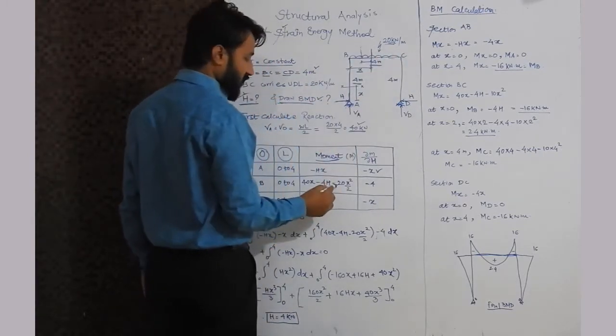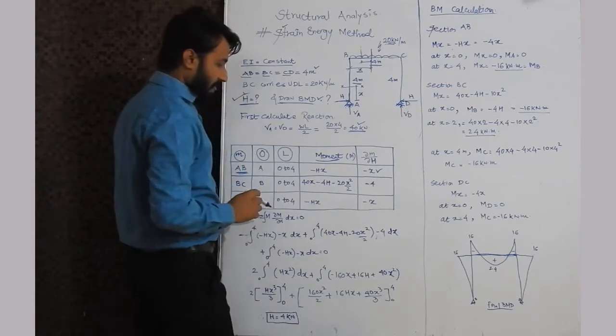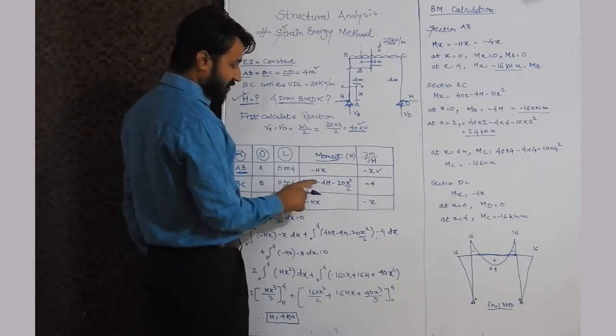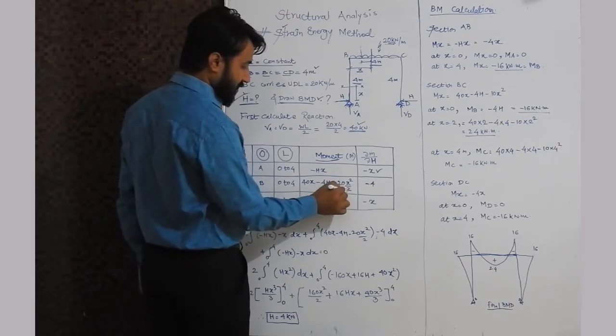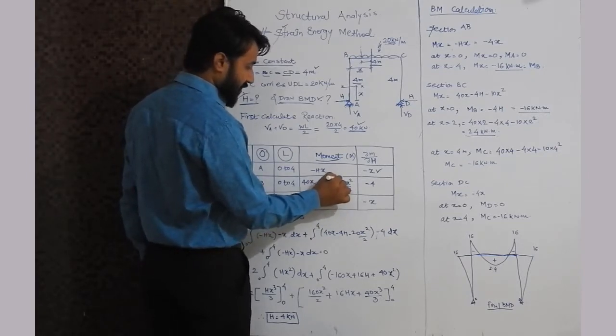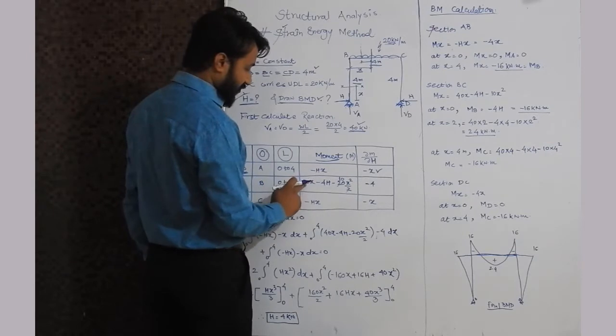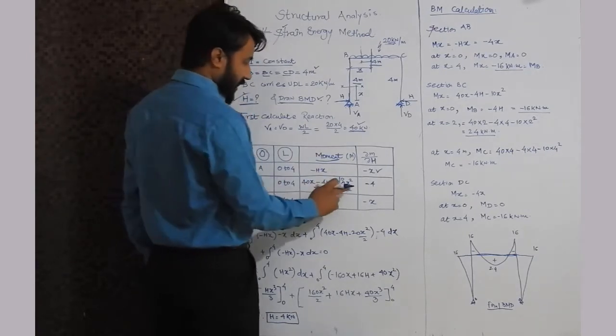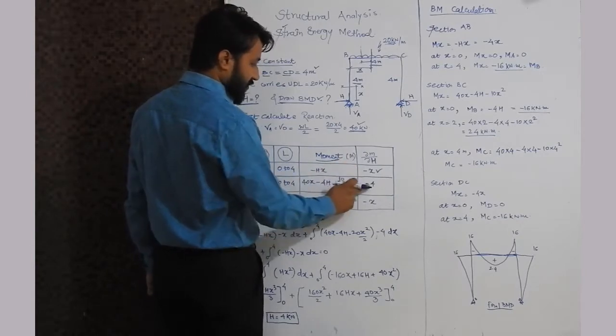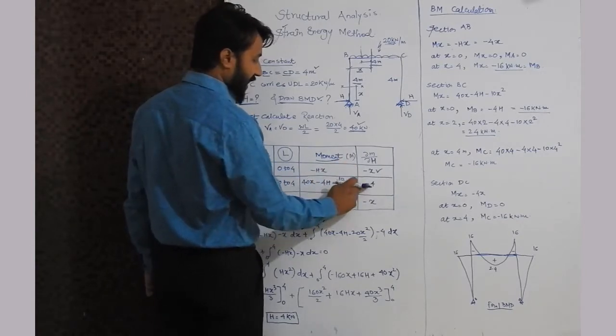So this will be minus 20x square by 2. So we can write this as 40x minus 4h minus 10x square. This will get cancelled. This will be equals to 40x minus 4h minus 10x square. Now we will write this moment with respect to h. So this will be equals to minus 4.